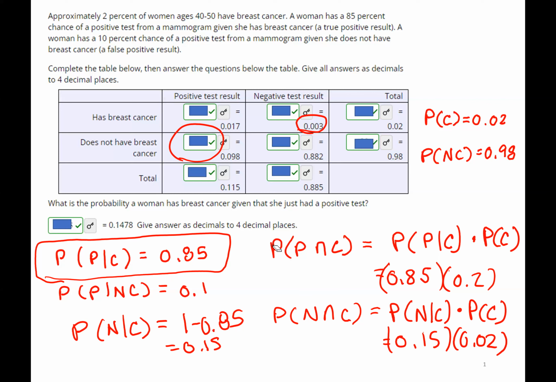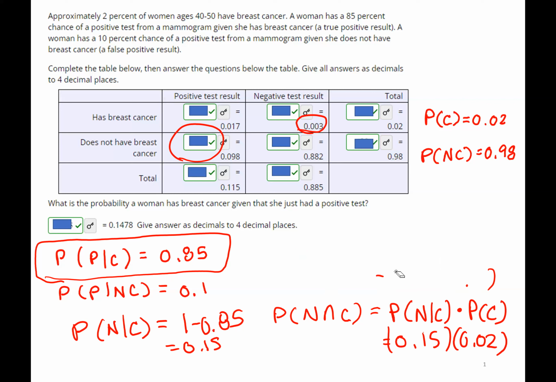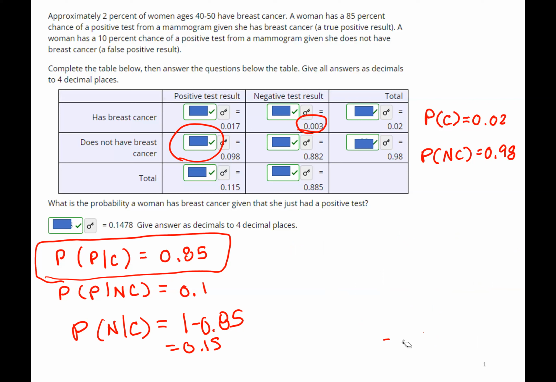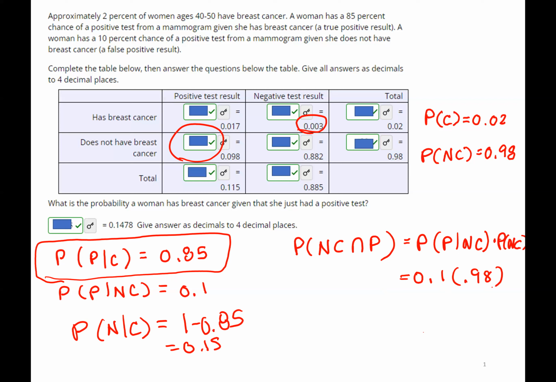So I'm going to erase a little bit of this so I have some room. So the probability, the intersection of no cancer with a positive result. I used NC for no cancer. Is the probability of P given no cancer times the probability that we don't have this type of cancer? So they gave me that conditional probability of the false positive. That's 0.1, and what's the probability I don't have this cancer? 0.98. So is that 0.098?